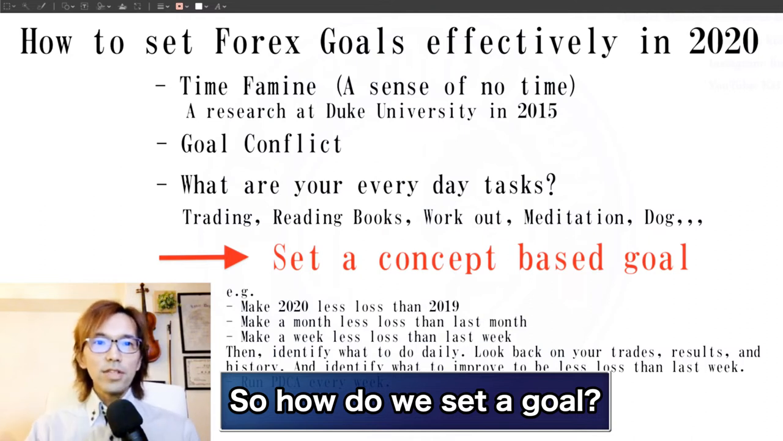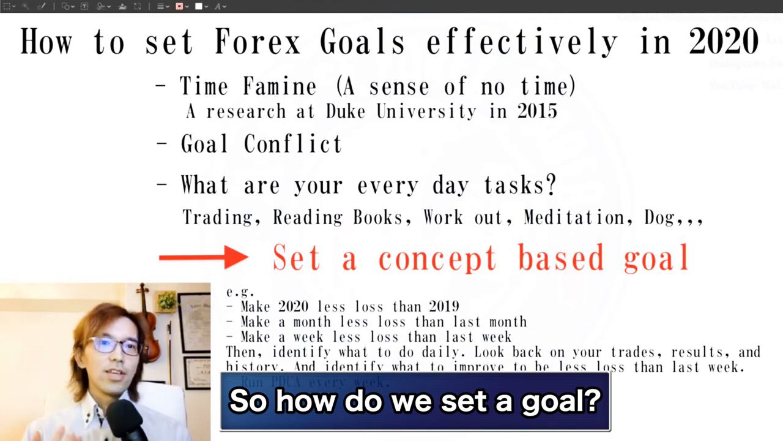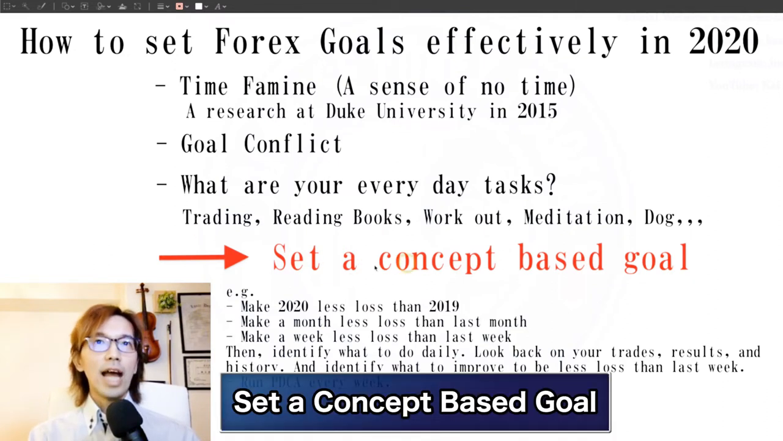Now, I don't want to say to you to do only one task in a day. Of course not, because we all have different lives and different things to do. You cannot just have one task to achieve a day. But here is the solution. This is actually what I do for my goal settings, and it's very effective. It's a very big one: set a concept-based goal.